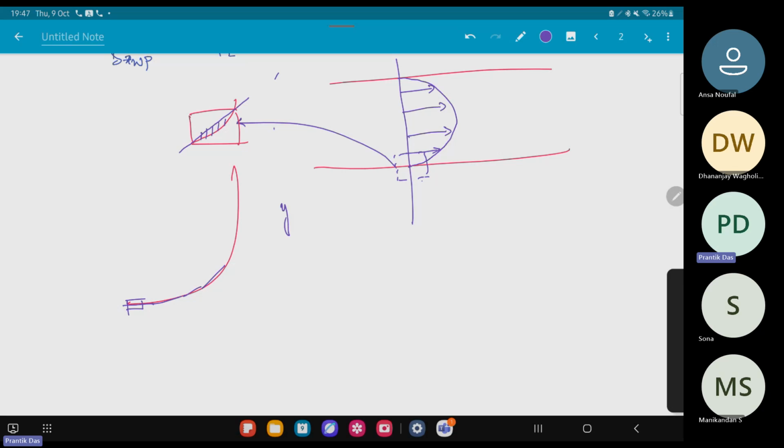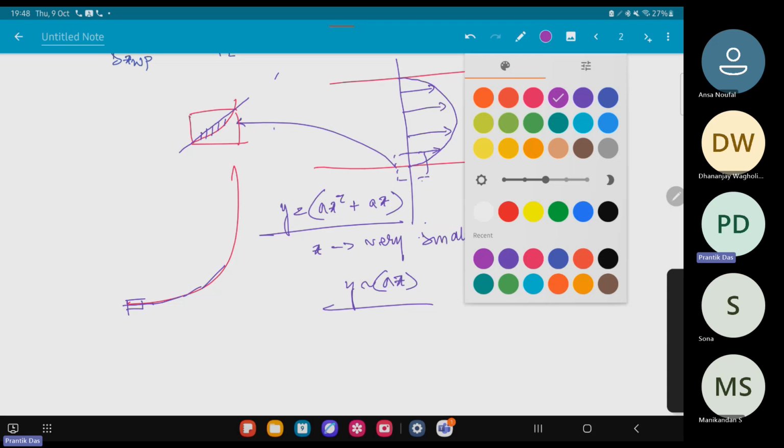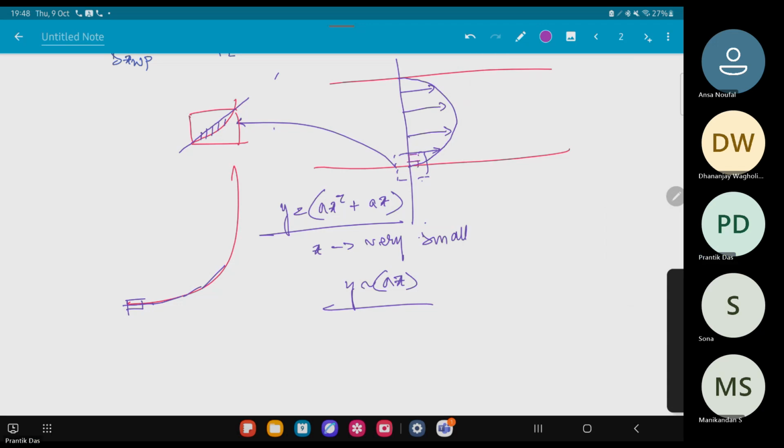For example, if y equals a x squared plus a x, and my profile is somewhat like this, then if x is very small, y becomes proportional to a x. That's what I'm saying. So then we can assume the profile to be linear, similar to the central difference. In order to assume the profile to be linear, we are refining the cell in the near-wall region, or the region where the gradients are very high.